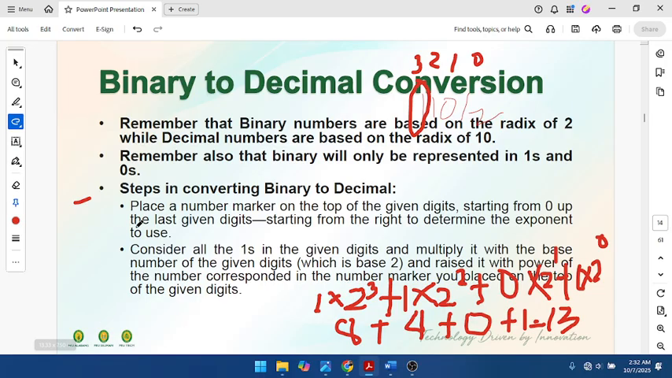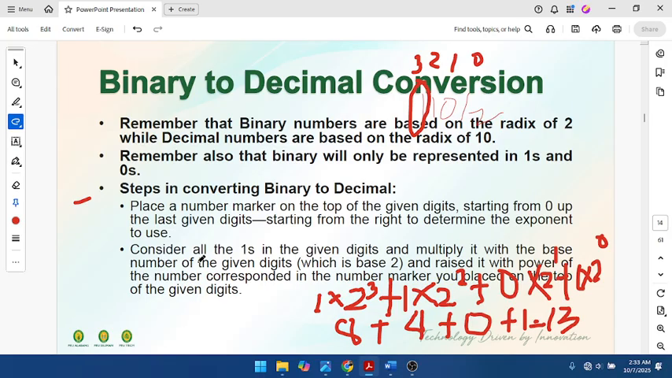Again, you have to remember that binary numbers are based on radix 2, while decimal numbers are based on radix 10. We also remember that binary only represents ones and zeros. So these are the steps. First step is to place a number marker on top of the given digits, starting at 0 up to the last digit. So for example, we have 0, 1, 2, and 3.